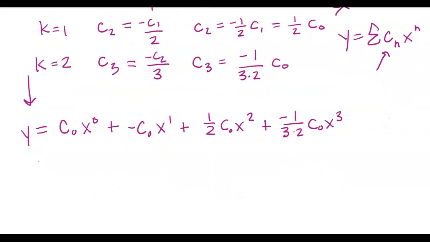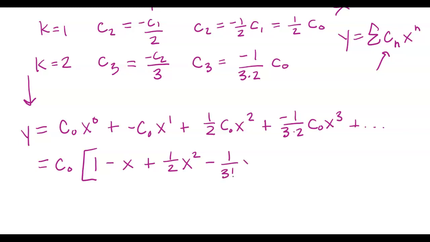I could factor out a C naught, and I would get that this is 1 minus x plus 1/2 x squared minus 1 over 3 factorial x cubed. And I'm sure you could try to figure out the pattern for that each and every time.